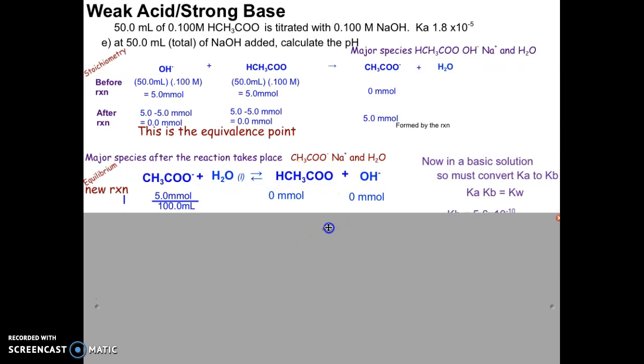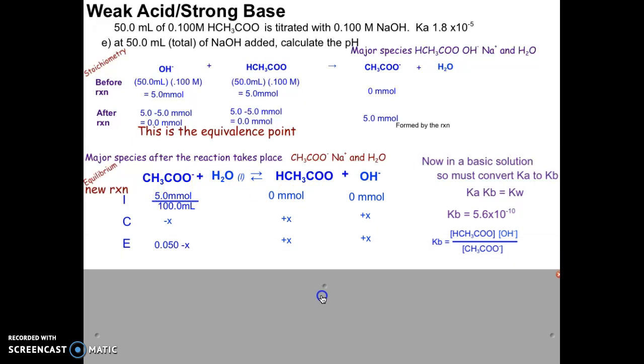And what's going to happen is you're going to calculate, well, I have 5 millimoles of my acetate. My total volume now is 100 mL because I originally had 50 mL of acid and I added 50 mL of base. So my total solution now is 100 mL. I haven't allowed this reaction, this hydrolysis, to happen yet. So none of this has been made. But when I do, okay, I can write this as the equilibrium line. The equilibrium line will be 0.05 minus x, and then x times x.